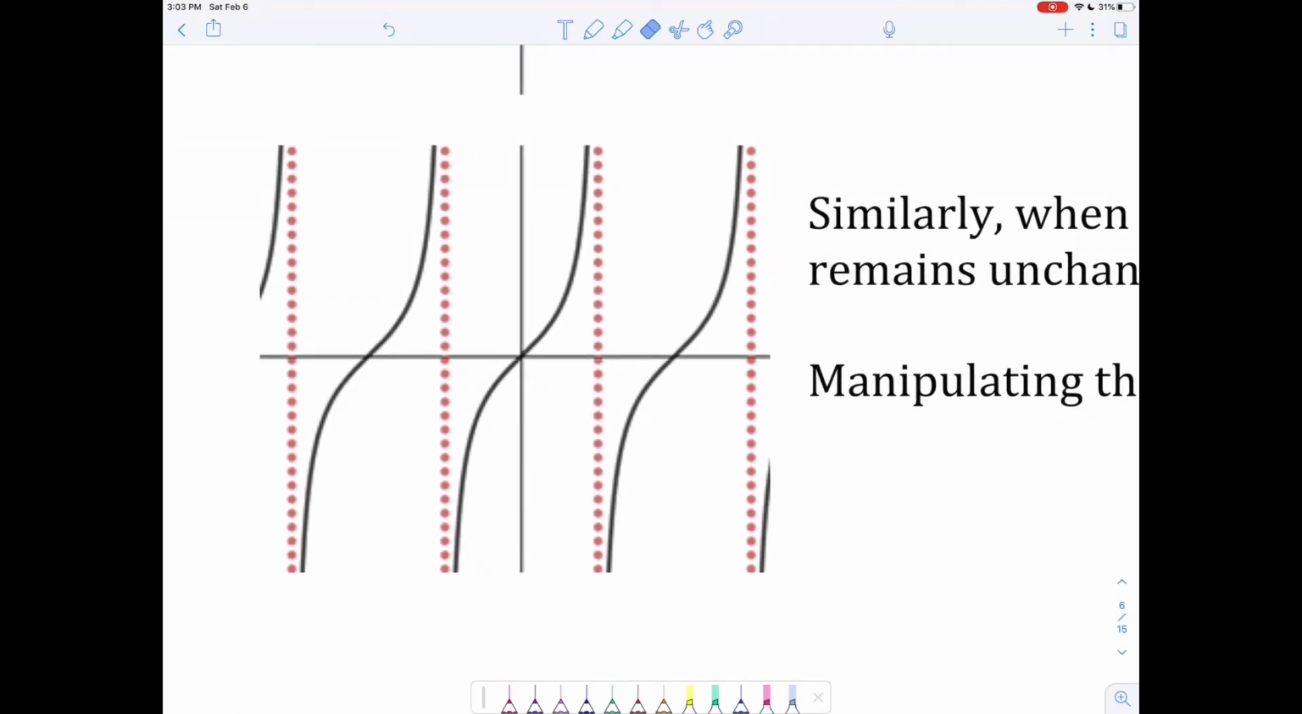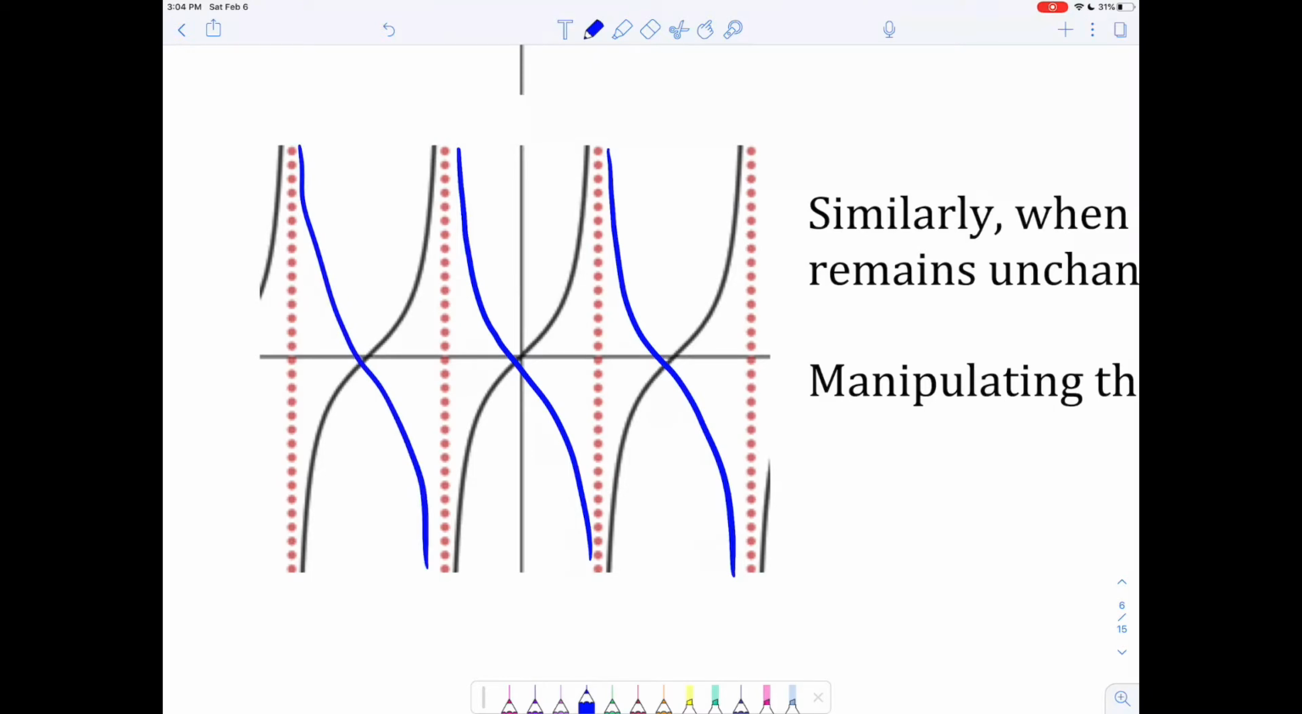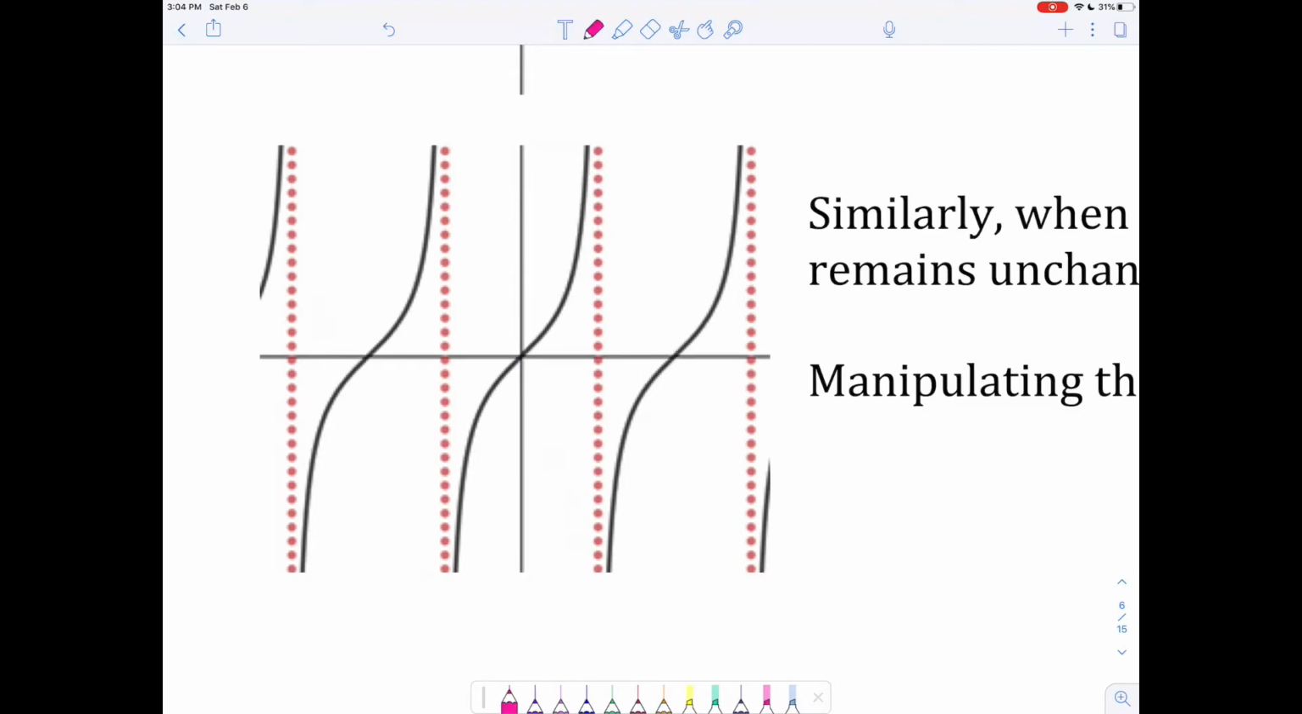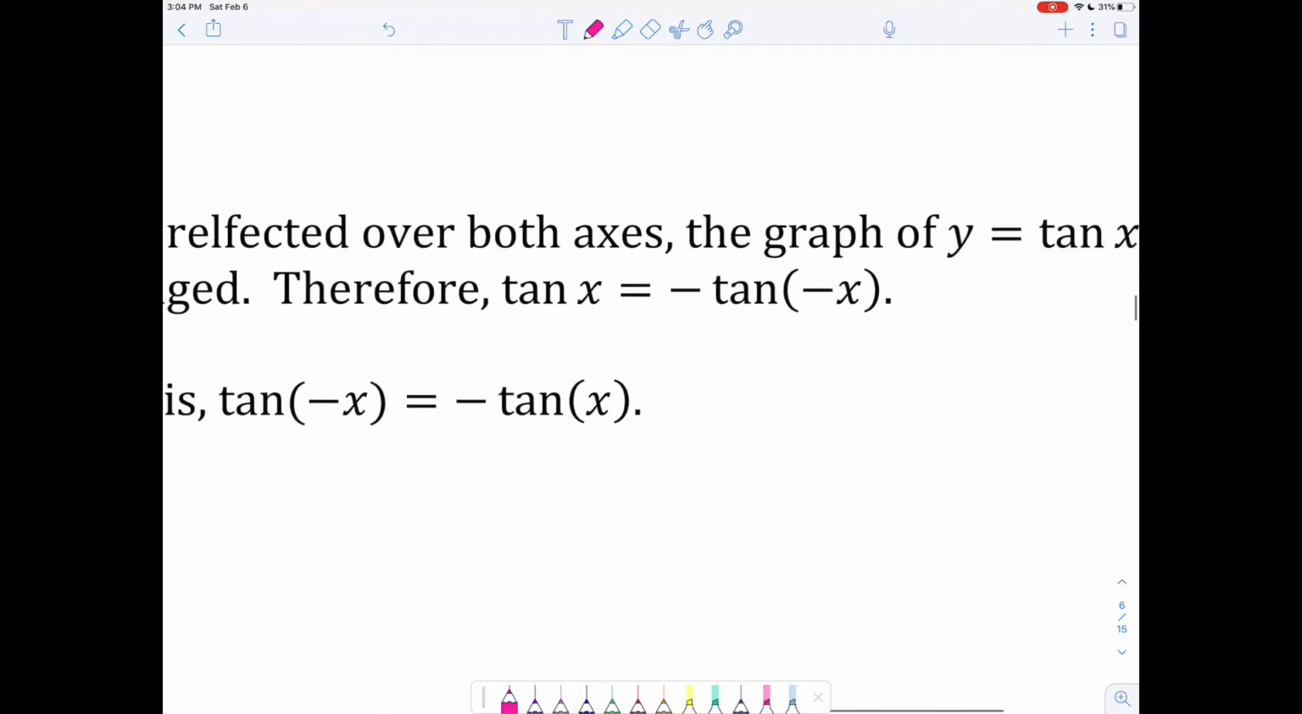And this one is also an odd function. So we'd have to flip it twice. We'd have to flip it both horizontally first and vertically. So those flip down, so that we get the original function back. So just like with the sine function, we can say that tan of x is equal to negative tan of negative x.